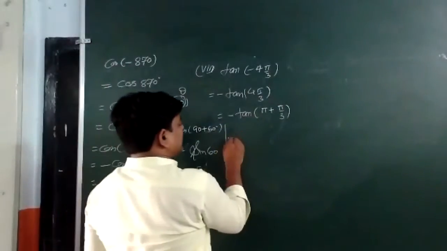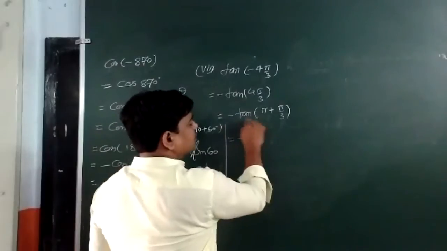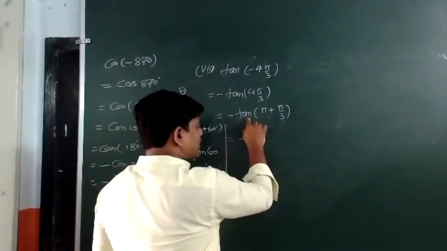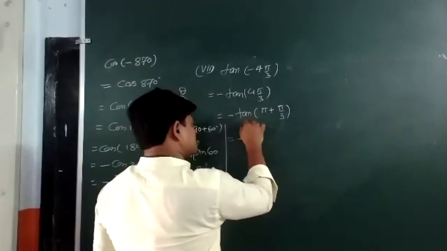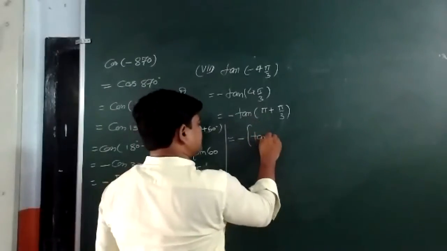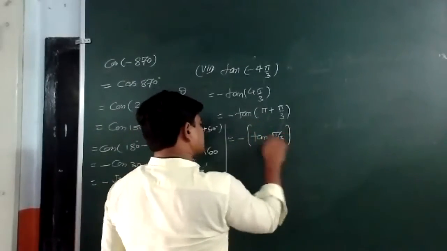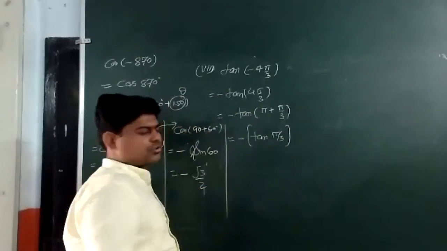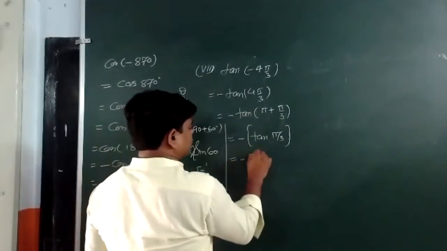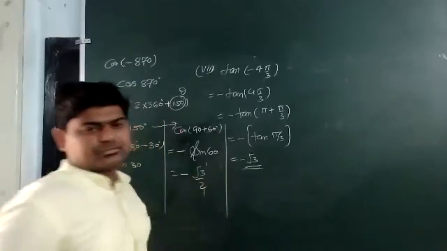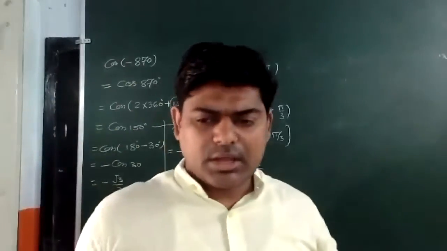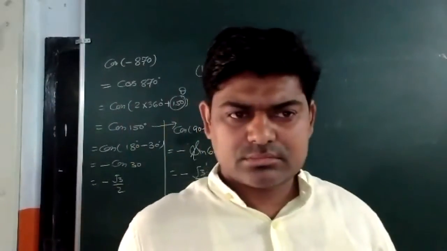So what can I write? The minus is here, and then in the third quadrant the function will not change. It will remain tan with π, and that is π/3. And the value of tan π/3 is root 3. I may write it as under root 3. It's okay. Any problem is there?